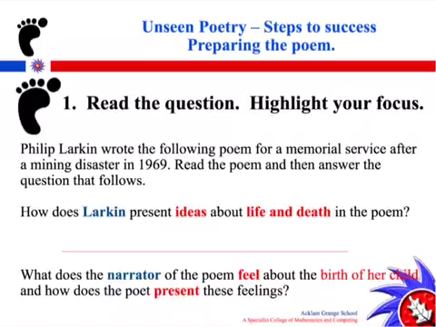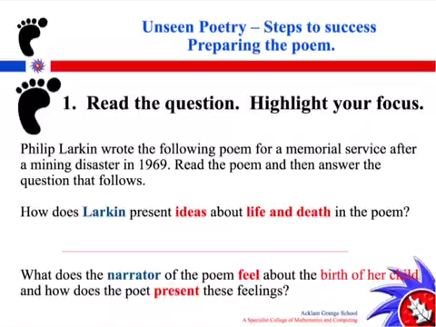The second example question underneath the red line: what does the narrator of the poem feel about the birth of her child, and how does the poet present these feelings? The focus for our interpretation is to do with presentation of feelings, to do with the birth of her child. I've also put in blue, however, in each of the questions, the word Larkin and the word narrator.